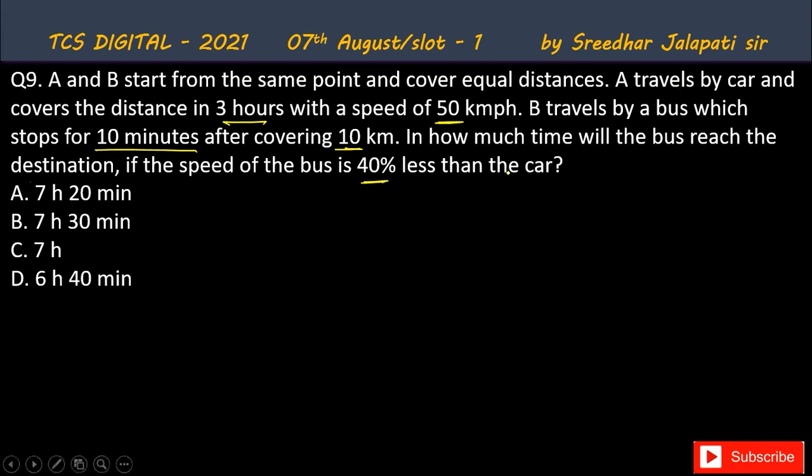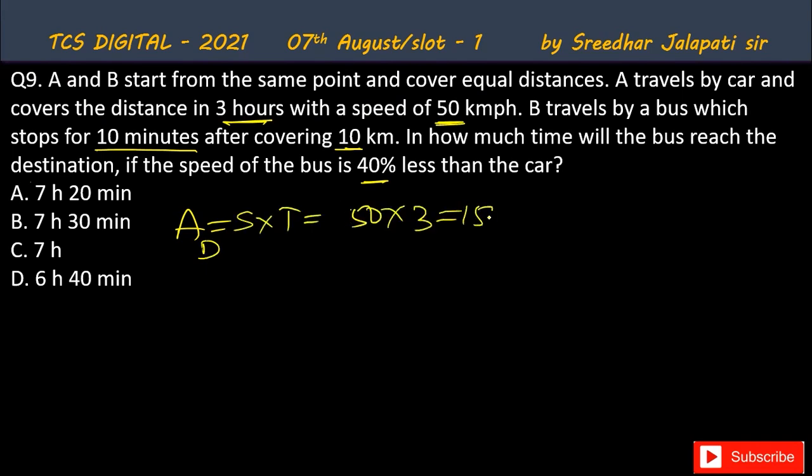that of the car? So here he is saying that A and B start from the same point and they cover equal distances. A travels by car. It is given clearly he travels for 3 hours at speed 50 km per hour. So distance traveled by A is speed into time, that is 50 into 3, 150 kilometers. As it is given that both A and B cover the same distances, now B also covers the same distance, that is 150 kilometers.